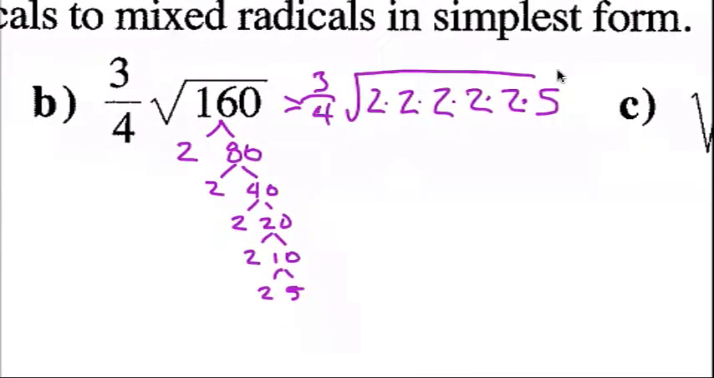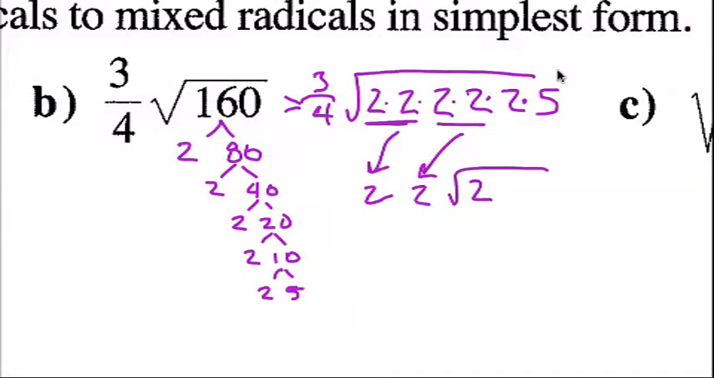Now, this is a group of 2. That's going to give me a 2 out. This is a group of 2. That's going to give me a 2 out. I'm stuck with my 2 and 5 on the inside. And I can't forget my 3 out of 4, 3 over 4 to begin with.